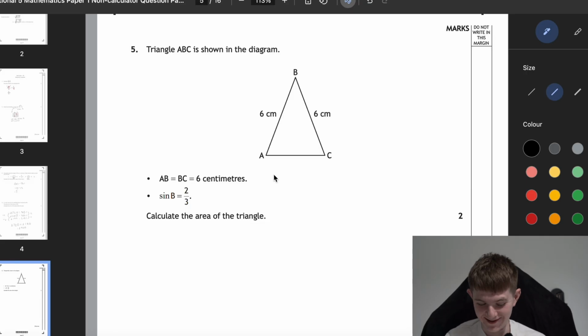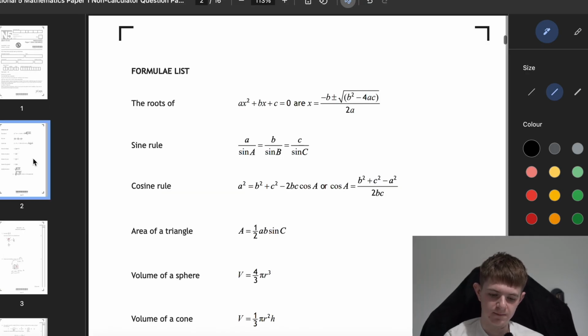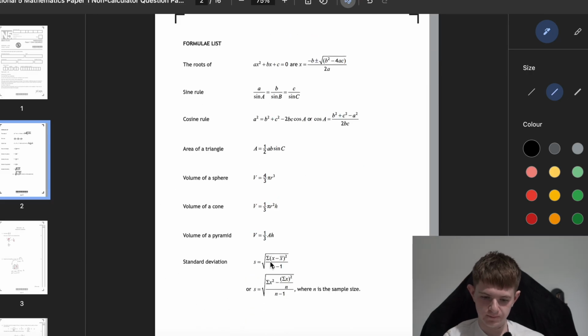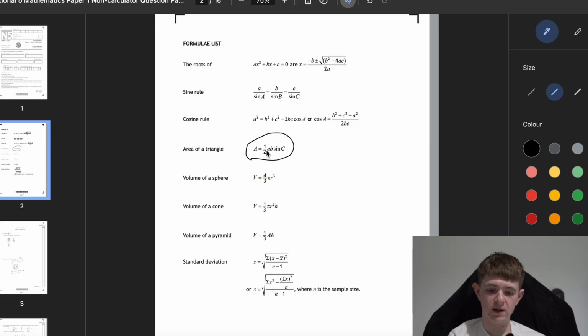But anyways, the area of a triangle. So as I said at the start, if you want to look back at your formula sheet, I'll put it on screen. However, if you've got a screenshot, have a look at that. The formula for the area of a triangle is area equals half ab sine C. You'll get that in the exam. All these formulas you'll get in the exam. So A equals half ab sine C. We'll stick that in for this.